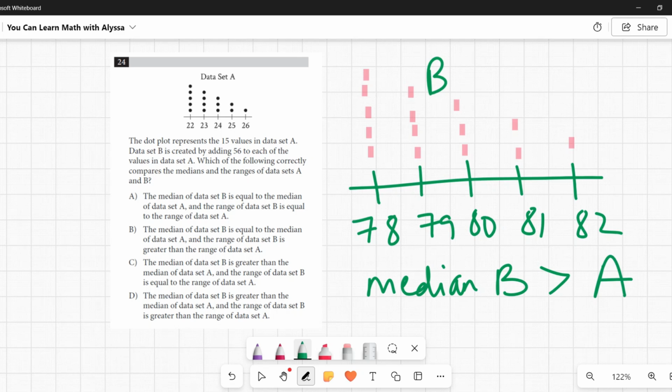Now what about the range? The range is the difference between the smallest and the biggest number in the data set. Well, here, from 22 to 26, that is a difference of 4.